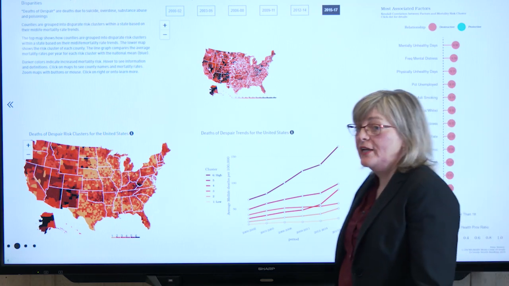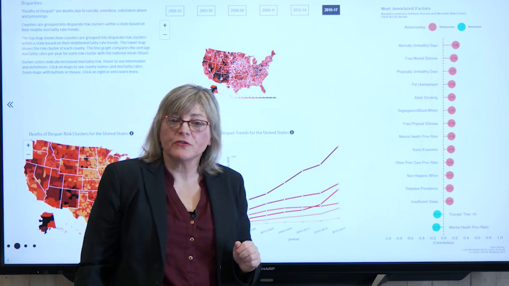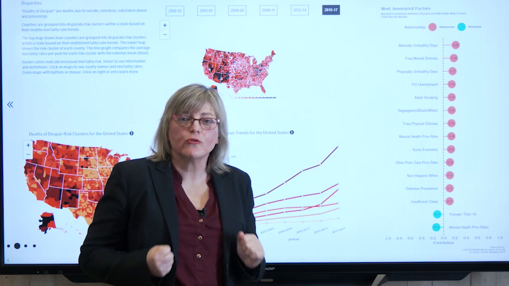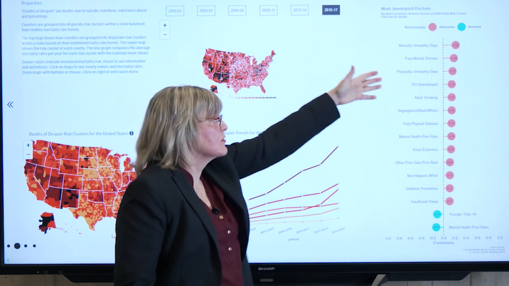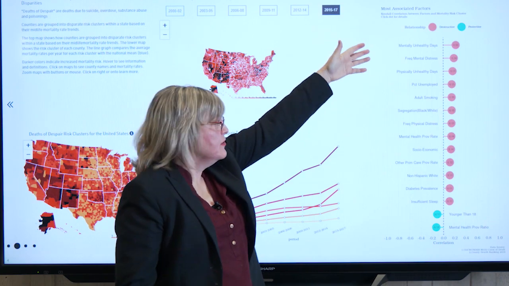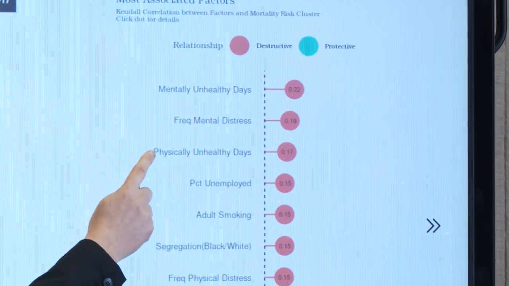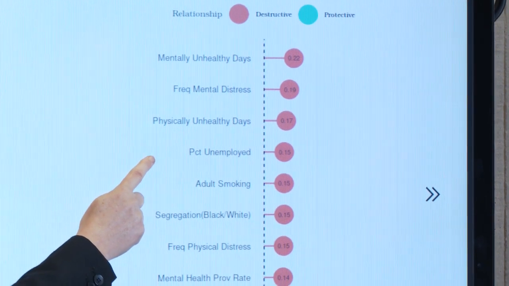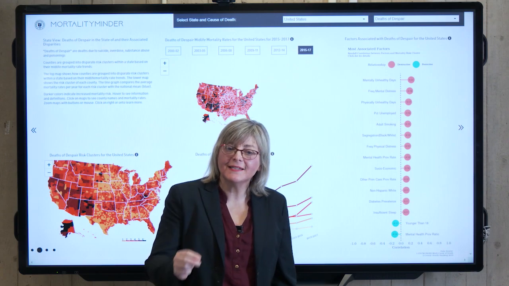And then, based on those, we can look at socioeconomic factors which are associated with these dramatic increases in mortality. So here we can see the top factors for deaths of despair in the United States are being mentally unhealthy, having frequent mental distress, being physically unhealthy, and being unemployed. To further understand, we can examine what's happening at the state level.